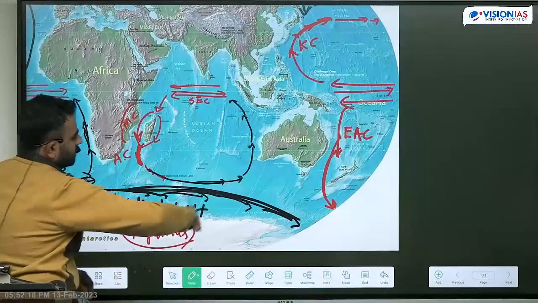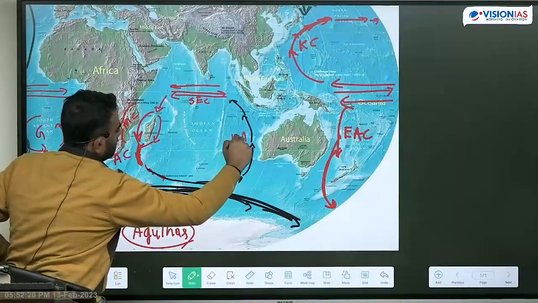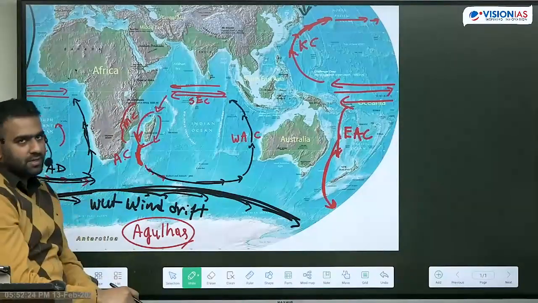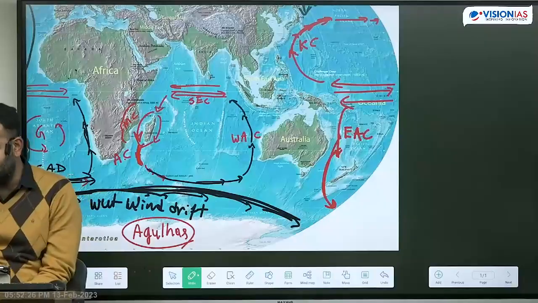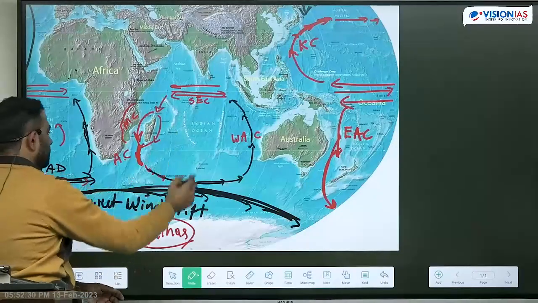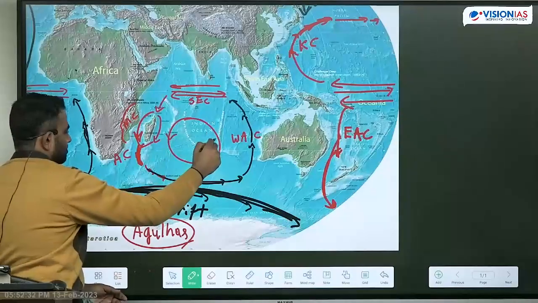north. This is West Australian current. That is East Australian current. This is West Australian current. East Australian current is warm. West Australian current is cold. फिर वापस चला गया. फिर यहां पर भी एक गायर आ गया.